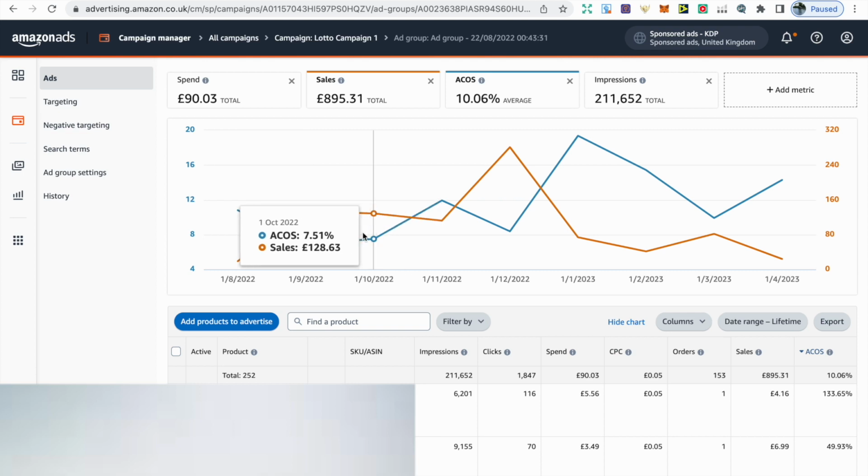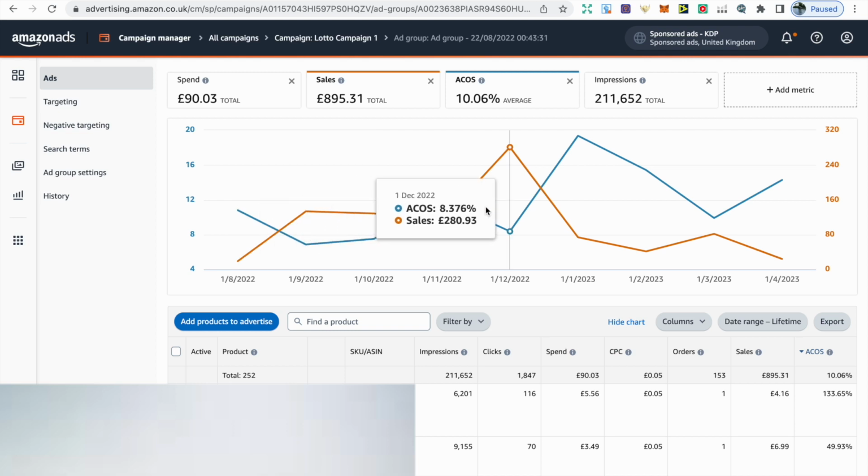Then it went even lower in September, 6.87%. Then in October, 7.51%, and November, 11.93%, and December, another fantastic ACoS of 8.376%. So especially during Q4, when the cost of ads tends to skyrocket, this is still a fantastic way to pick up those clicks without having to spend an arm and a leg like everybody else.